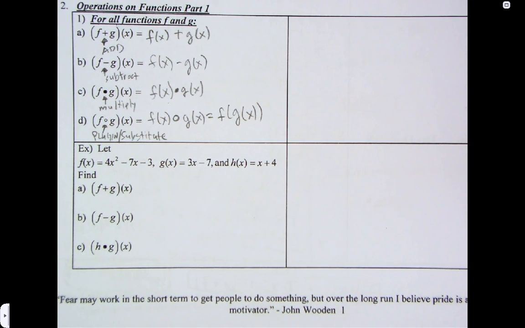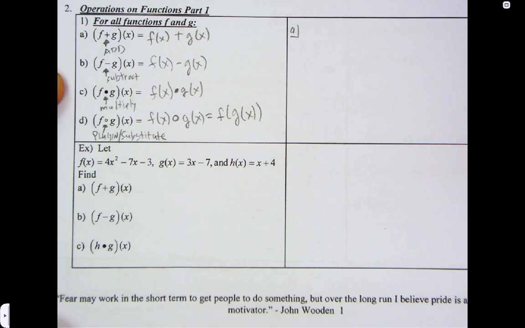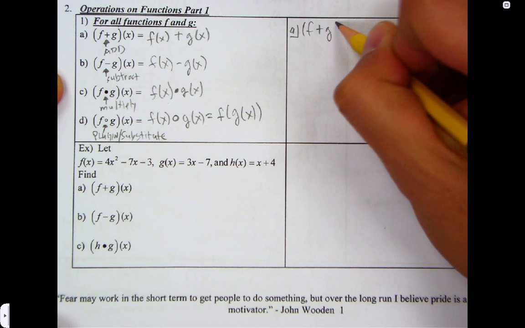So let's go to the examples. Let f of x equal 4x squared minus 7x minus 3, g of x equal 3x minus 7, and h of x equal x plus 4. We're going to find f plus g of x. I'm going to write it right here. Example A, f plus g of x.